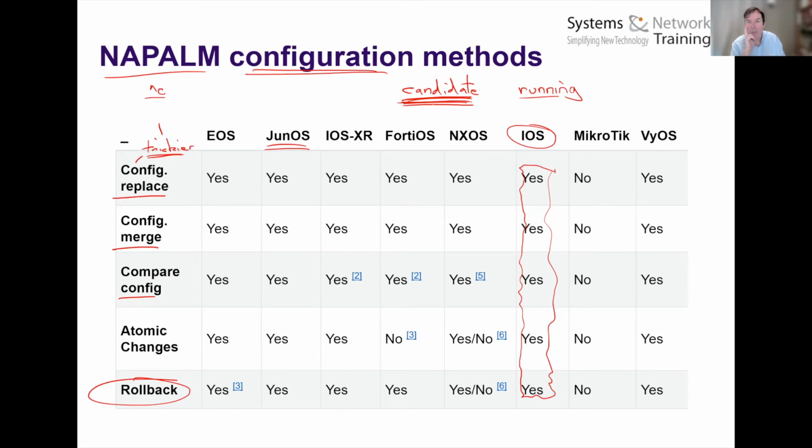So the idea is I can have my candidate. When I go live, I can make sure it's my running config, which is fantastic. But if I then decide it's no good, I can use rollback. NAPALM comes with a rollback method that allows me to roll back to my old config, whatever my old config was. So the rollback would go back that way. This is what the rollback does.